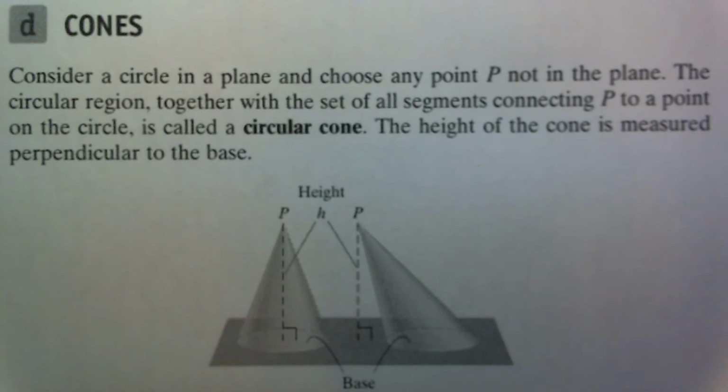Next, we talk about cones. Of course, everyone is familiar with cones because there's hardly any child who didn't have an ice cream cone when they were little, and perhaps even as adults. So, in mathematical terms, consider a circle in a plane and any point P that's not in the plane. The circular region, together with a set of all segments connecting P to a point on the circle, is called a circular cone. The height of the cone is measured perpendicular to the base. Sometimes the height will be inside the cone, or it could even be outside the cone. It doesn't matter.